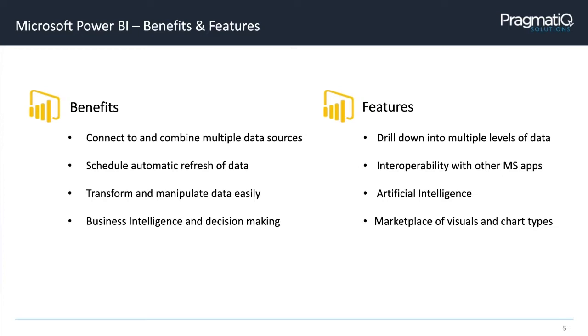Artificial intelligence: there are some capabilities to be able to ask the system some questions in plain language and get the responses back. And then finally, there is a marketplace full of visuals and chart types. So if you want to explore further, there are extra different chart types. Some people are building these chart types and visuals specifically for Power BI, and they're available on a marketplace.